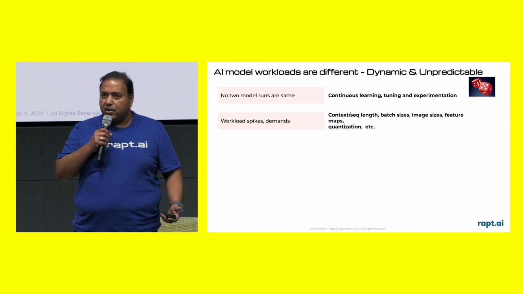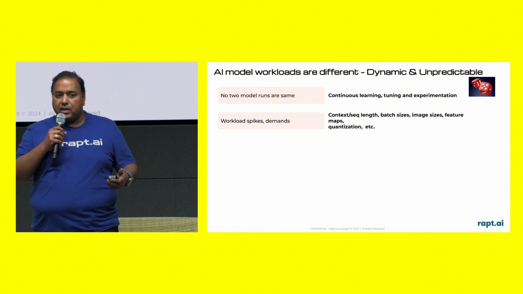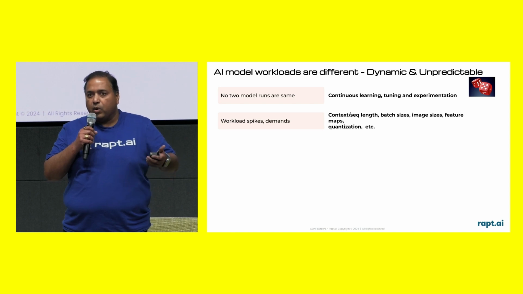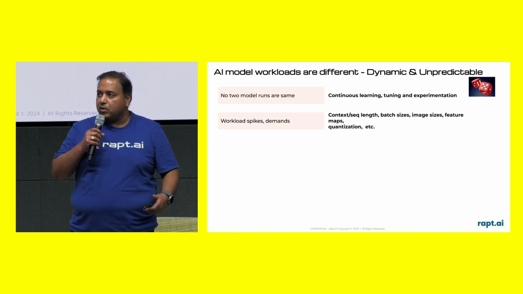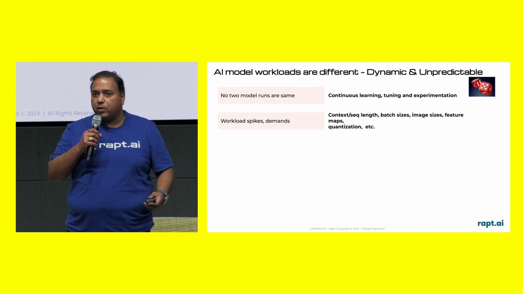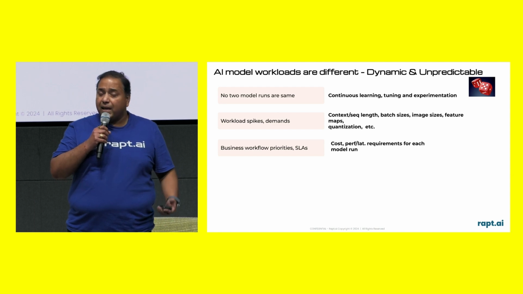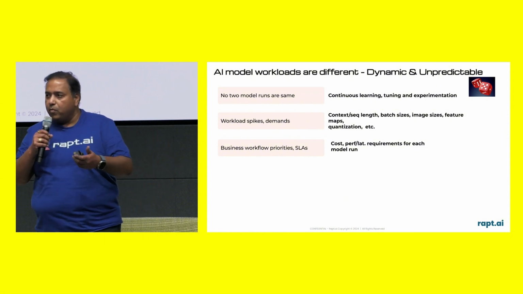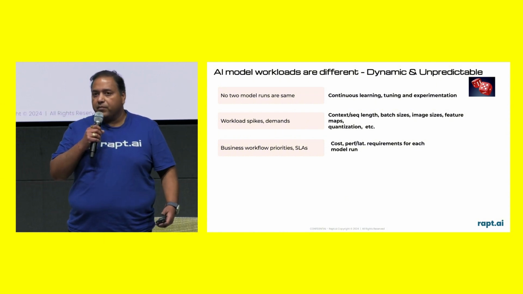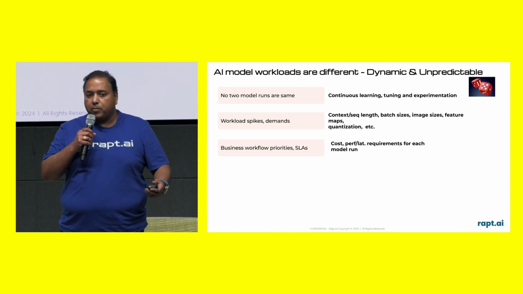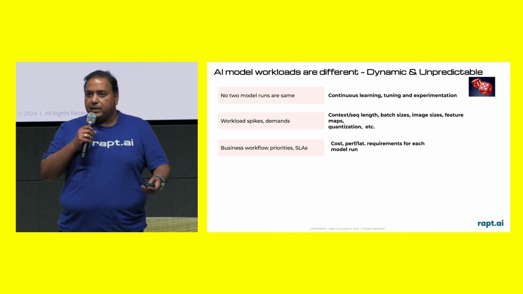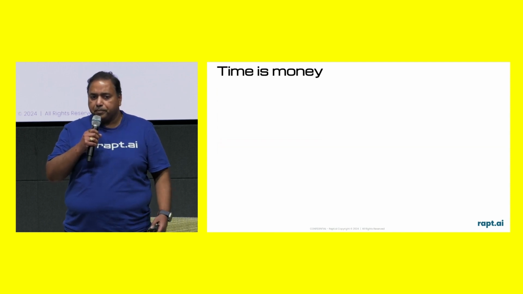The second reason is no two models are the same. You can have different quantization, different batch sizes, or sequence lengths. You're running the same model in a different way, and that results in dynamic unpredictability of your workloads. The last one is based on your business workflows or your SLAs. You could be running a few models for cost, and some for performance or production, or based on your priorities. That leads to a lot of dynamic unpredictability. That's the nature of the game we are in with respect to AI workloads.